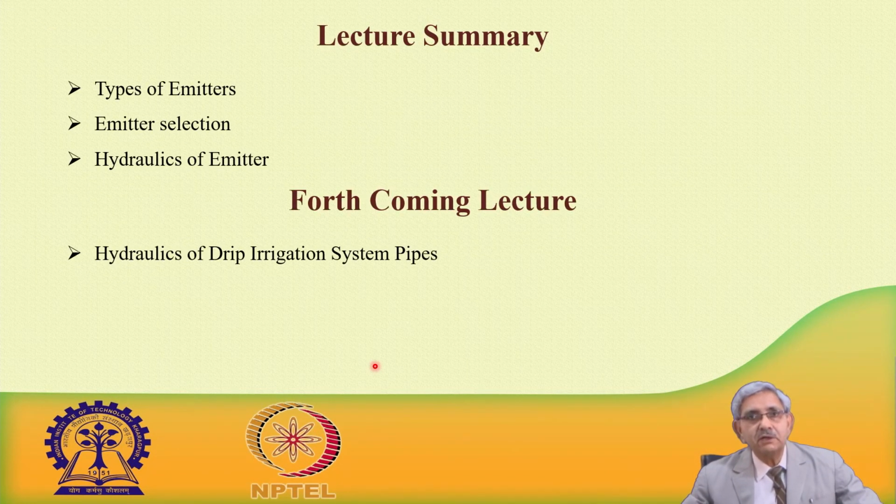So, let us summarize this lecture. We discussed the different types of emitters. We discussed how to select a particular type of emitter depending on the quality of water, the type of crop, and the type of soil. Accordingly, one needs to select a particular type of emission device, and then how to evaluate the emitter, under which category it falls, after evaluating the hydraulics of emitters.